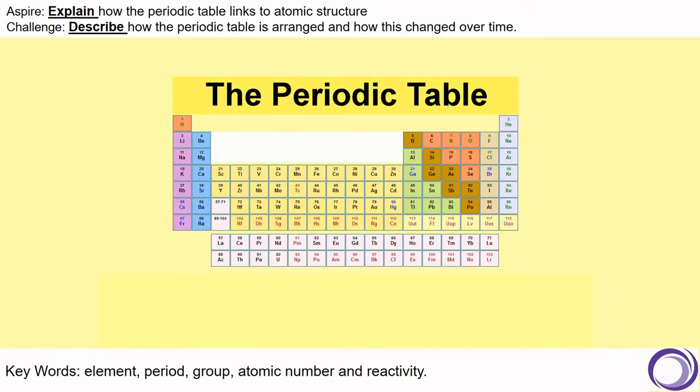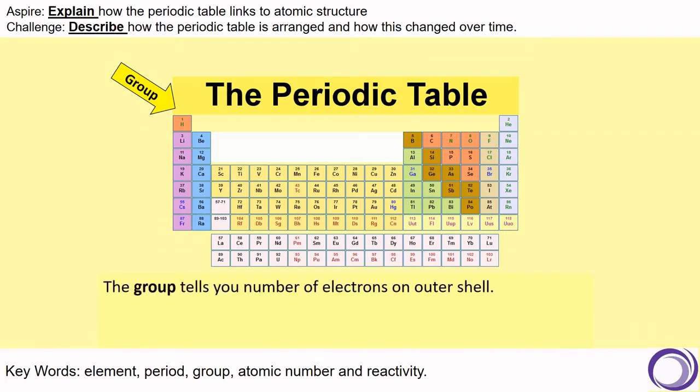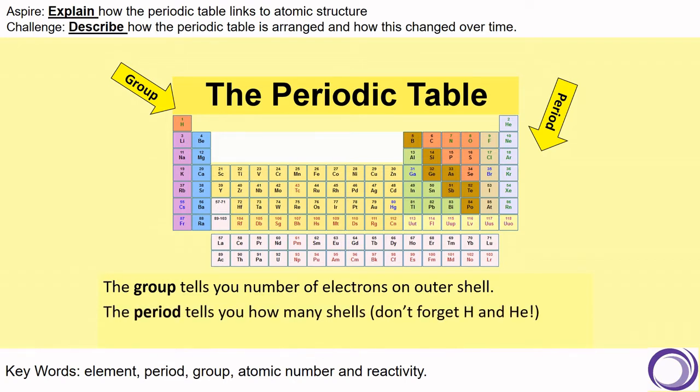So now, our periodic table is essentially Mendeleev's with the gaps completed, and we've added other groups like group 0, which were discovered much later on. We have groups, which are vertical columns going down, and there are periods. The group tells you the number of electrons in the outer shell, and the period tells you how many shells. Don't forget hydrogen and helium, include that in your periods. That is the first period.